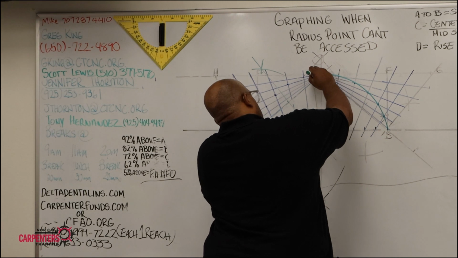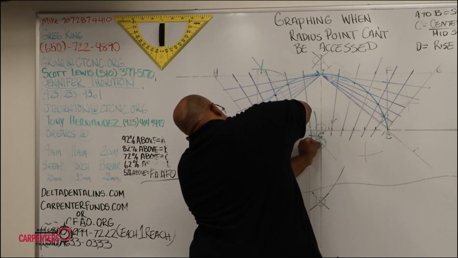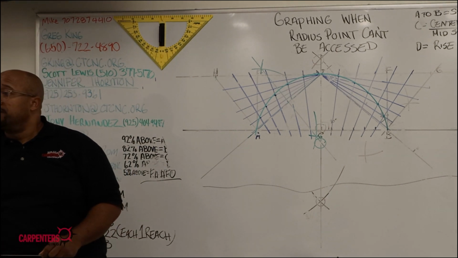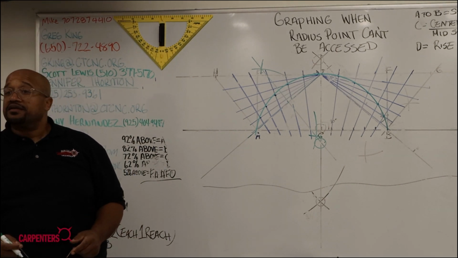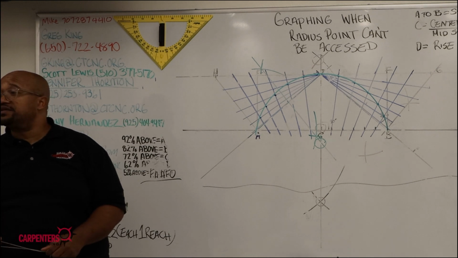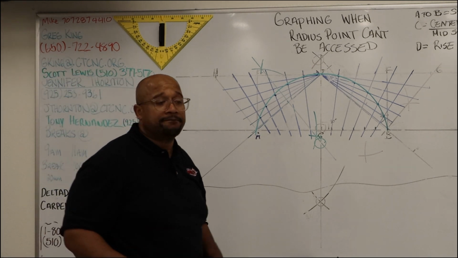Wow. Close enough for when we're in the field, right? Yep. And that right there concludes how to graph when the radius point is inaccessible. All right? That's it.